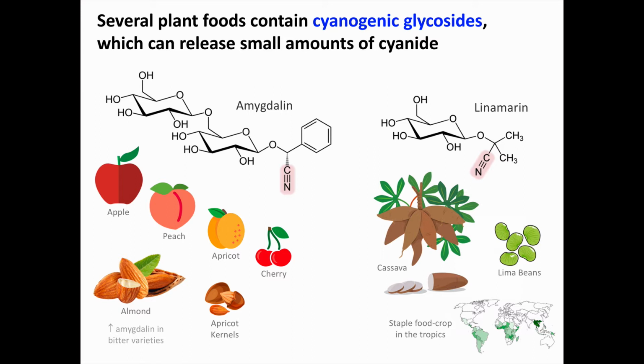Linamarin, a monoglucoside, is found in lima beans and in the cassava plant, which is a staple food crop for many people living in the tropics. Cassava undergoes extensive processing, which eliminates the cyanide risks under normal conditions. But when these measures are skipped, as in times of famine, dietary cyanide poisoning can occur.